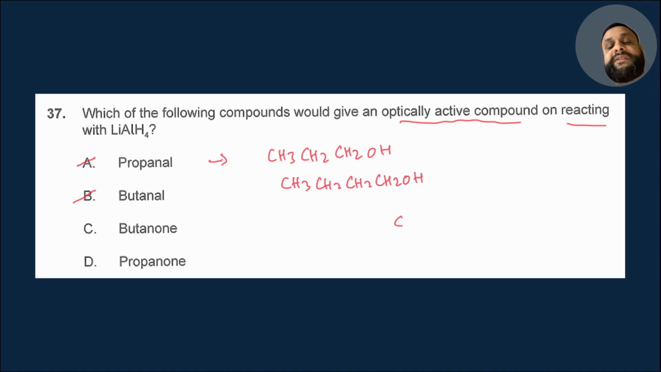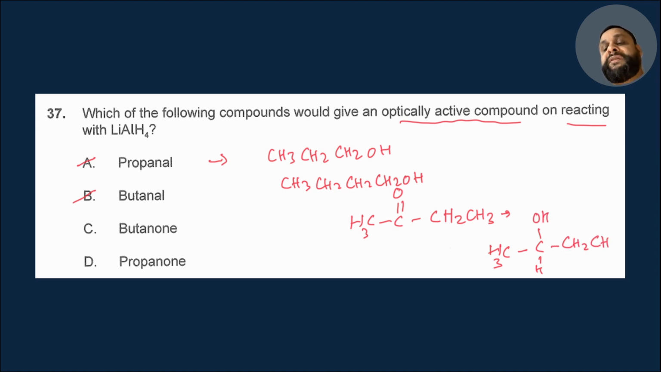So let me draw the structure of butanone. C double bond O, CH3, CH2, and CH3. So when this reacts with lithium aluminum hydride, we will end up with CH3, CHOH, CH2, CH3, and we have a chiral center here. This carbon is a chiral carbon, is tied to 4 different groups, 1, 2, 3, and 4. So hence C is the correct answer.